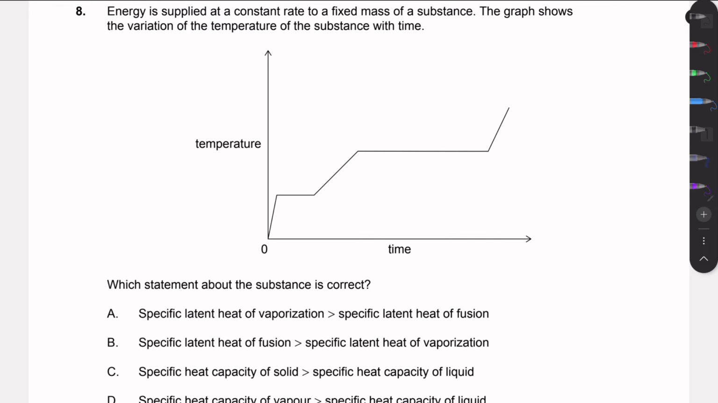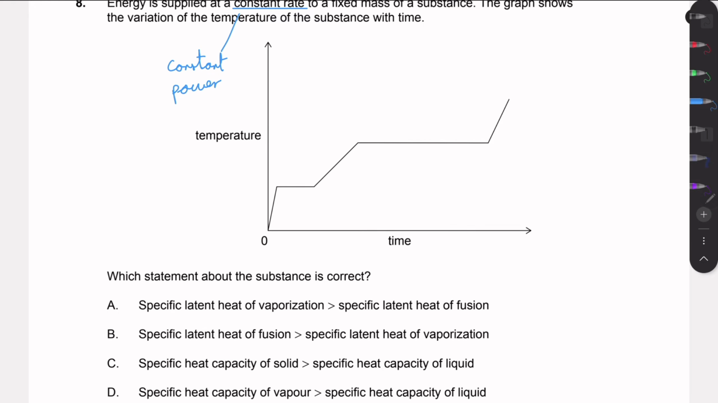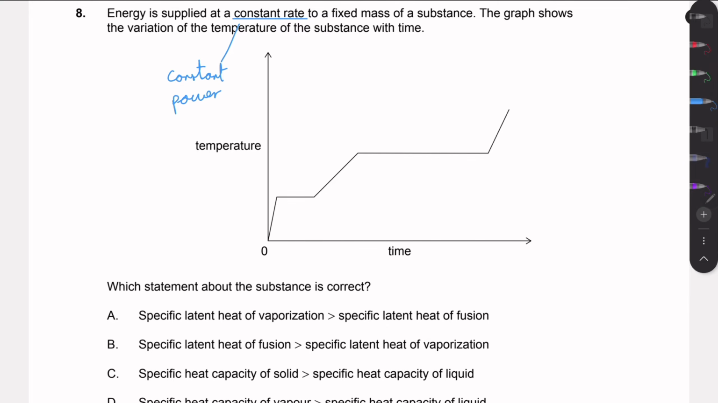And then this next question, we are told that energy is supplied at a constant rate. So what that means is constant power. This is going to be important. So constant rate just means constant power to a fixed mass of a substance, so mass is also constant. The graph shows the variation of temperature of the substance with time. And we need to see which statement is correct about the substance.